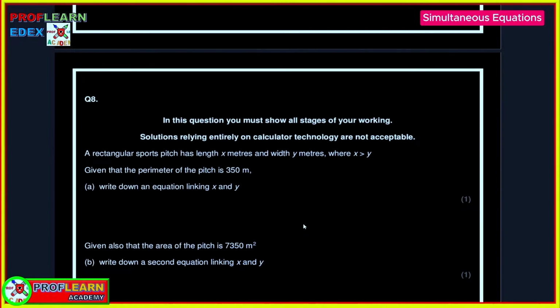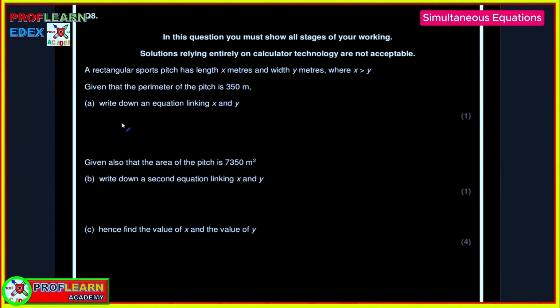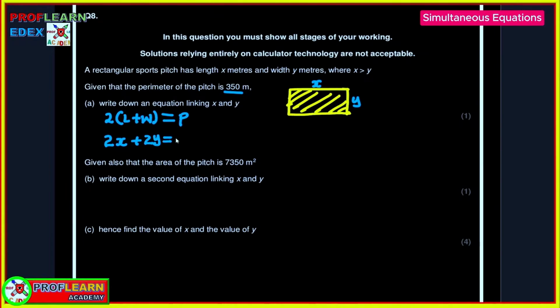So we know that the formula for the perimeter of a rectangle is 2 times length plus width. Then we can substitute the length and width in terms of y and x. We can then divide all through by 2. That gives us a simplified expression for the equation that was expected, and this is equivalent to 175.